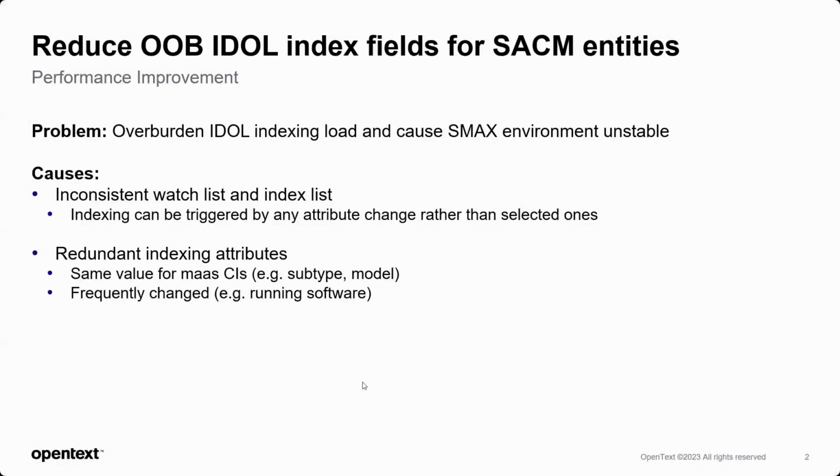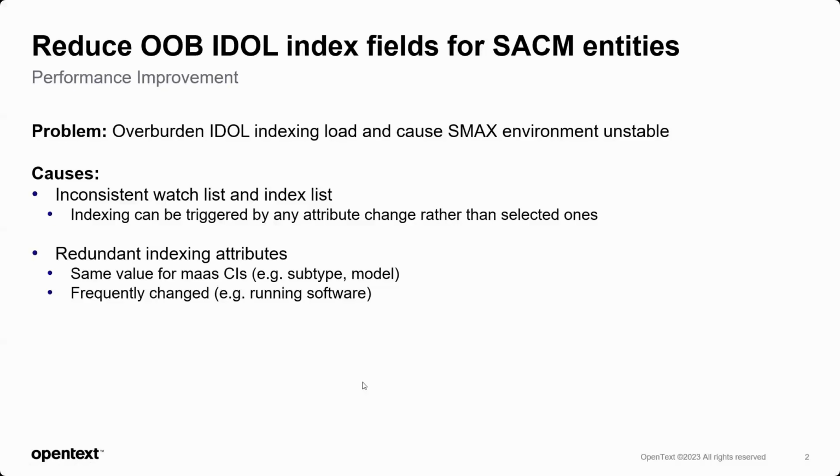There are two causes for this issue. The first one is the inconsistent watch list and index list. We identified a list of attributes for each entity which will be watched. And once one is changed, a new index job will start to run to update the entity. However, there is a defect that will trigger an index job by any attribute change, even if the attribute is not in the watch list.